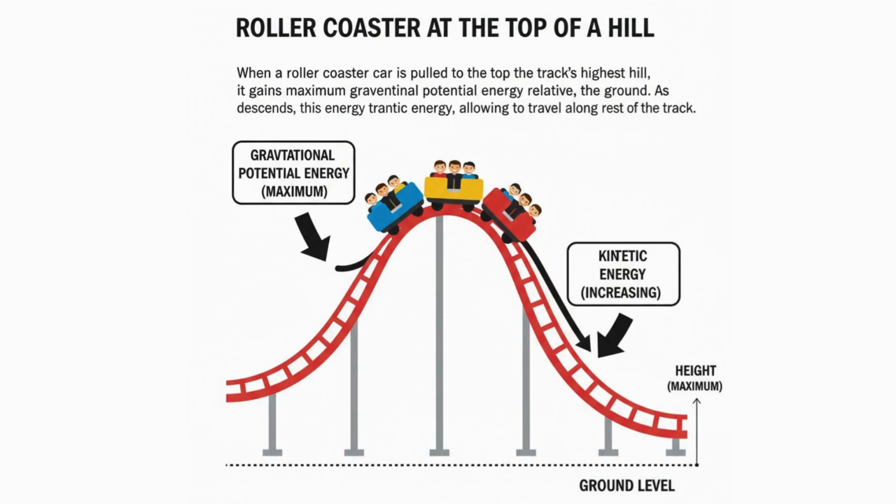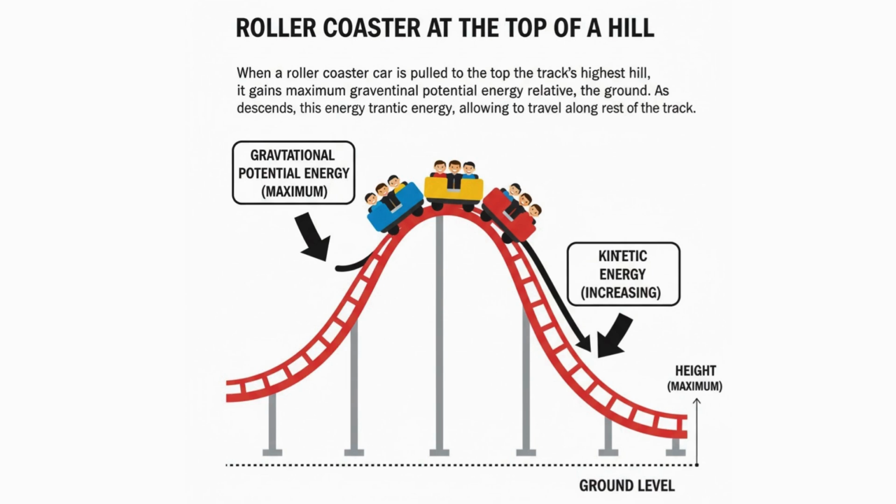This picture shows a roller coaster at the top of the hill. When a roller coaster car is pulled to the top of the track's hill, it gains maximum gravitational potential energy relative to the ground. As it descends, this energy transforms into the kinetic energy which we discussed previously, allowing it to travel along the rest of the track.